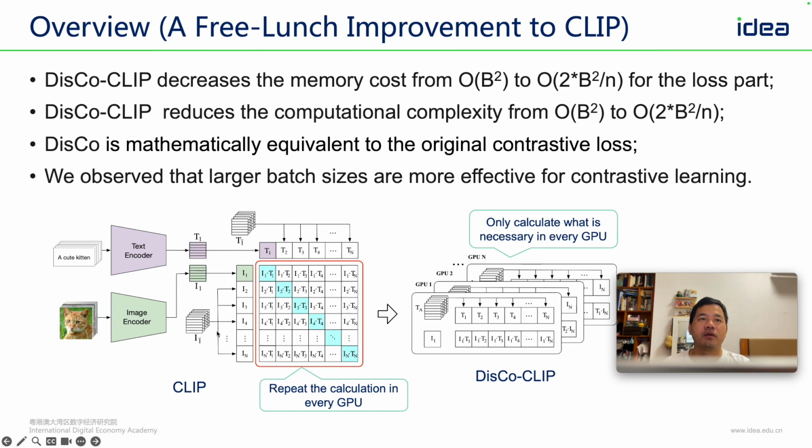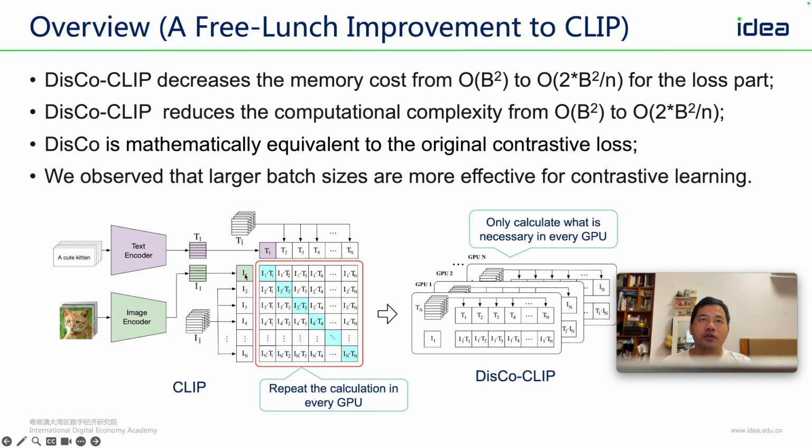So this is the original CLIP, and this is the DisCo-CLIP. This is I1, I2, up to I capital N, and this is T1, T2, up to T capital N. And these are the features in the first GPU, in the second GPU, and we call them IA. IA means all image features, and TA means all text features. Our target is to compute partial L over partial I1 and partial T1 in the first GPU. And then in the second GPU, our target is to compute partial L over partial I2 and partial L over partial T2.